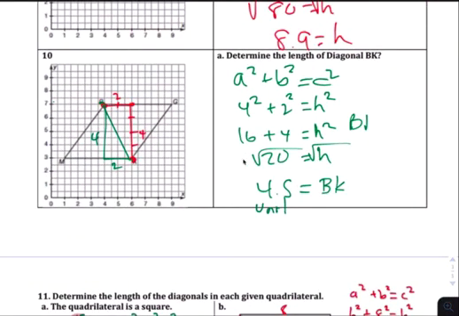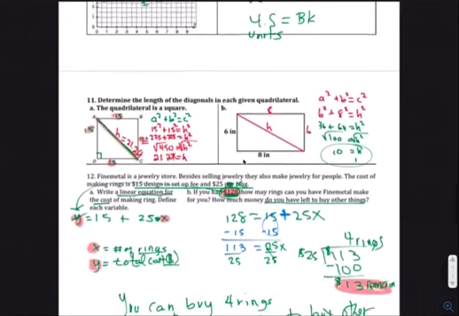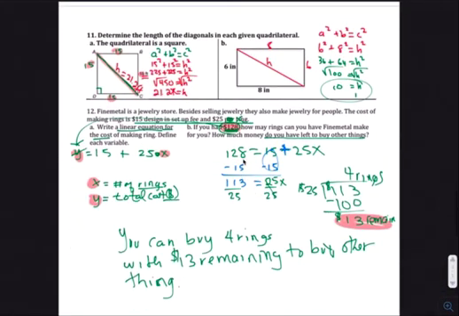Units, right? And yep, this is the back side. That should be it. Hopefully that helps you guys.